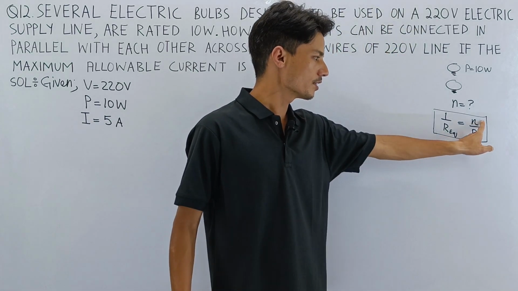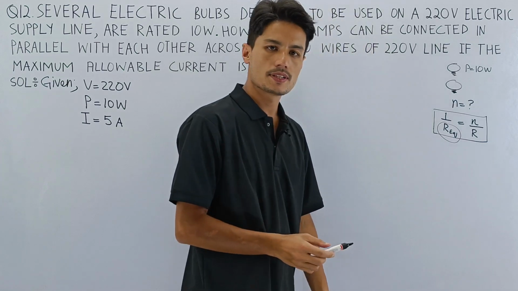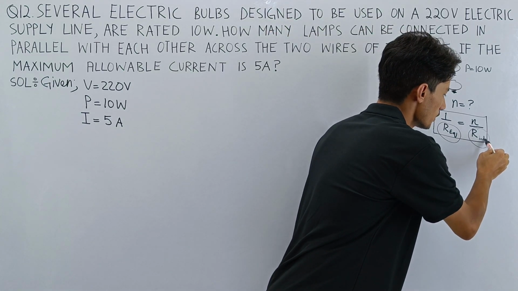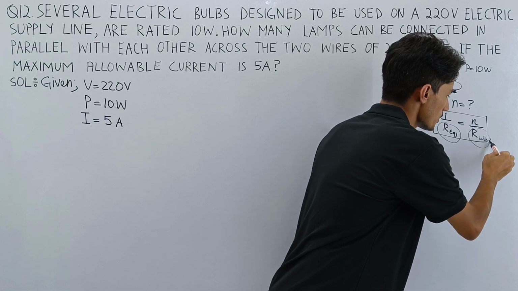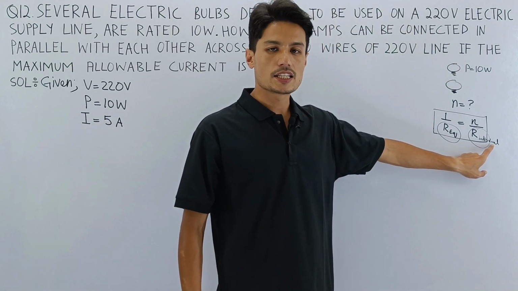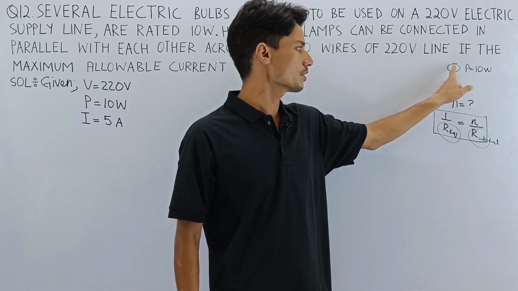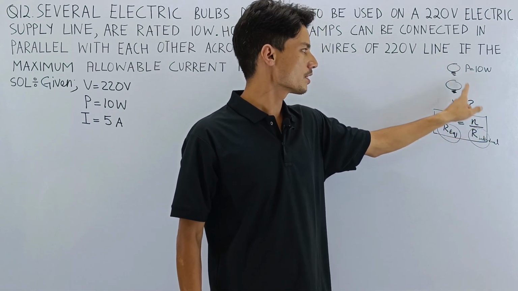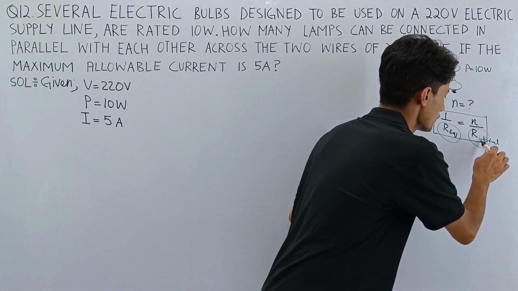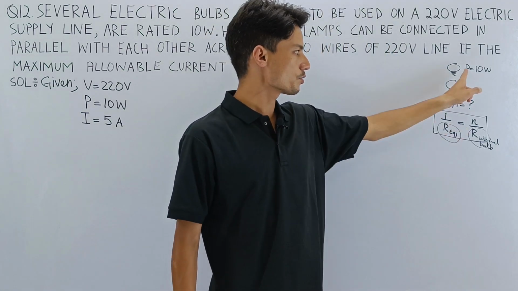To find N, you need to know the equivalent resistance for a system and also the individual resistance. The individual resistance talks about the resistance of the given object. So in our question, we should know the resistance of this bulb, because the object in discussion for this question is the bulb.